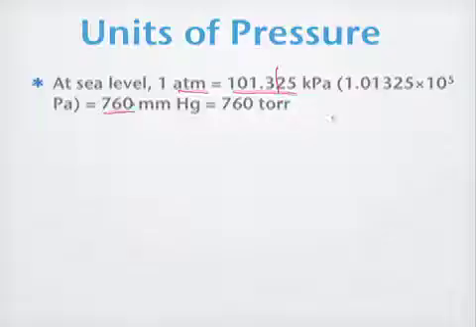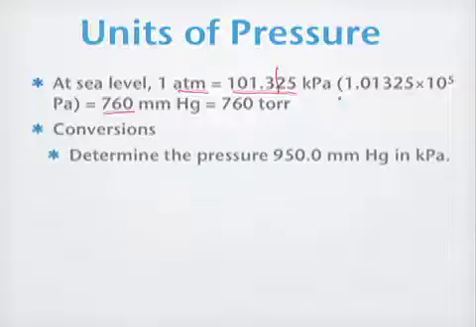760 millimeters of mercury is a unit that you're going to see a lot, and you will see this frequently on the AP test as well. So how do we use these? Well, we use these as conversion factors because there's equalities there. Any one of these units can be used with any of the other units as a conversion factor. For example, if we wanted to determine the pressure that gives us a height of mercury of 950.0 millimeters, and we wanted that in kilopascals, then we just use the conversion factor that gives us 101.3 kilopascals for every 760 millimeters of mercury. Why don't you go ahead and try that now, and then we'll come back and take a look at the answer.